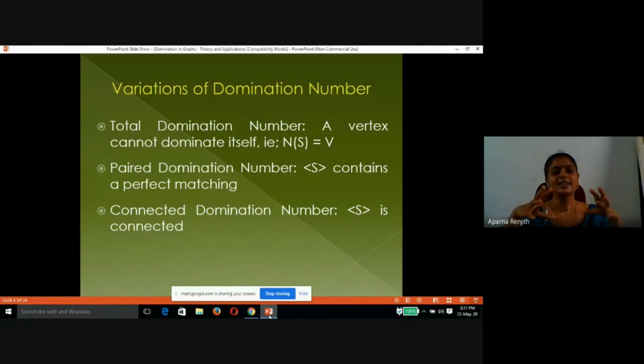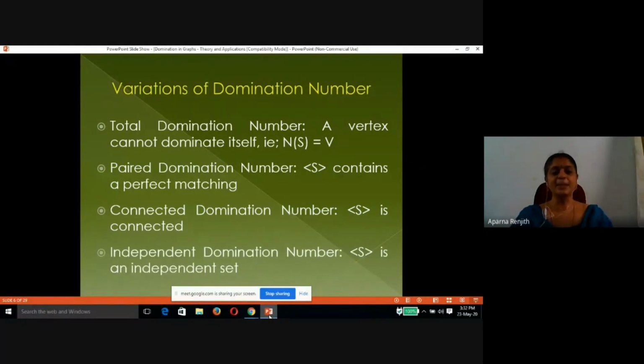So we not only need a dominating set, but also require a connection between the vertices which dominate the entire system. In that case, the concept of connected domination number comes into the picture. Here again, S is a dominating set and the subgraph induced by S is a connected graph. The minimum possible cardinality of such a connected dominating set is called the connected domination number.